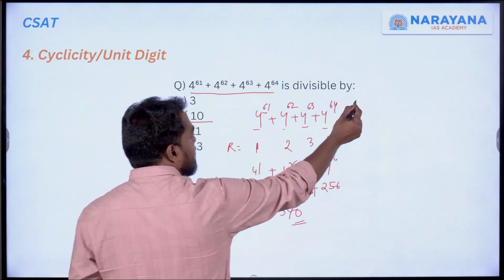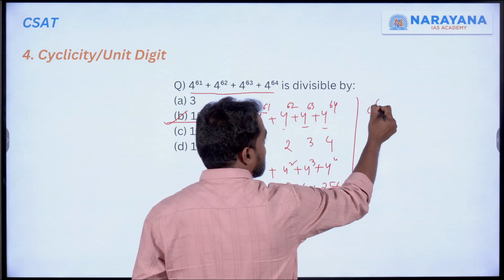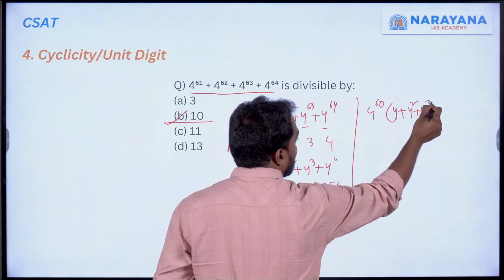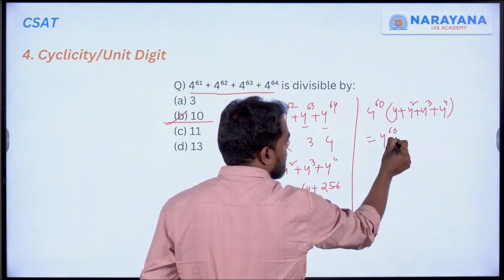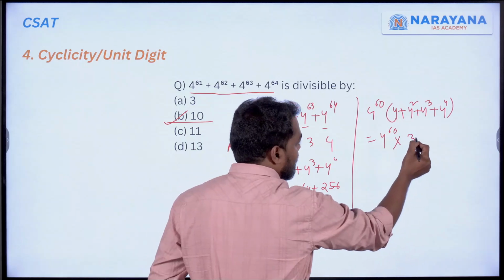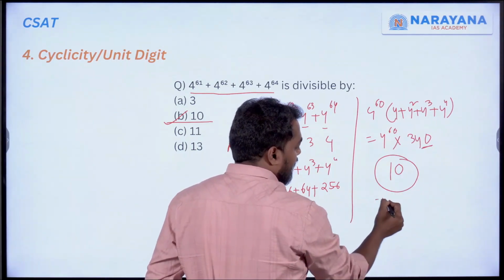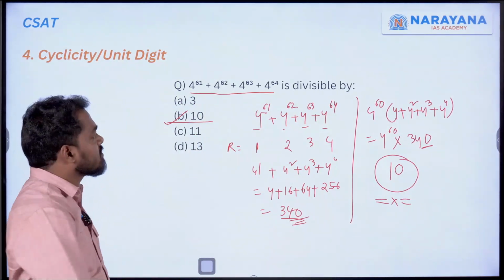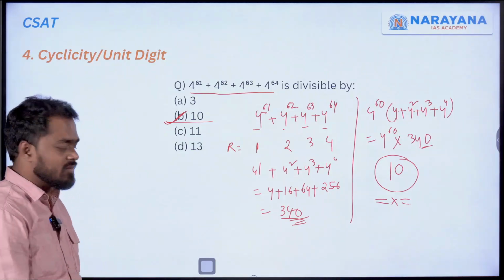Even without finding the unit digit, you can solve this. If you take 4 to the power 60 common, you will get 4 plus 4 square, 4 cube and 4 to the power 4. This is nothing but 4 to the power 60 into 340. So whenever there is 0, that number is divisible by 10. Understood? So this particular number is divisible by 10. Option B is your answer.